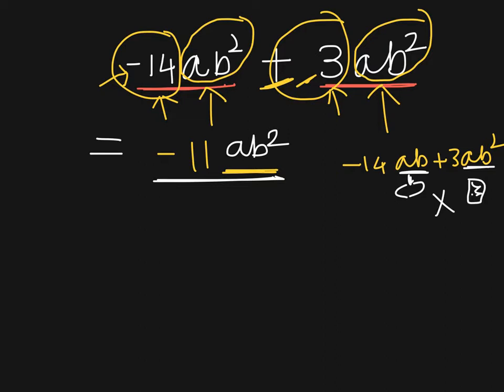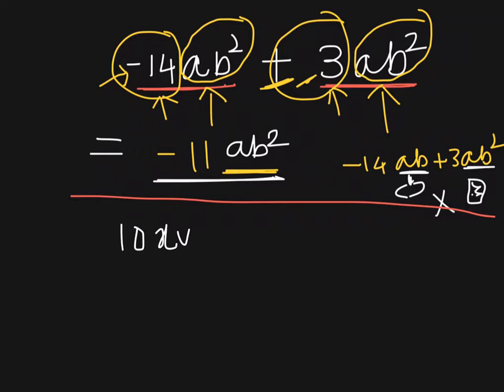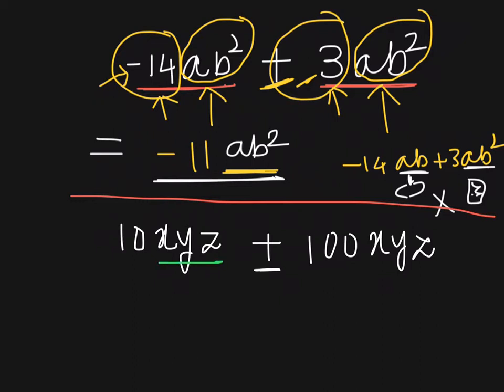The second problem that we got here is: add 10xyz and 100xyz. So you have to add. So you will put this sign as add because it is asked to add xyz. Now as discussed in the first problem, this xyz and xyz, these are the same thing. So we are talking of like terms and we can do the addition of the like terms.